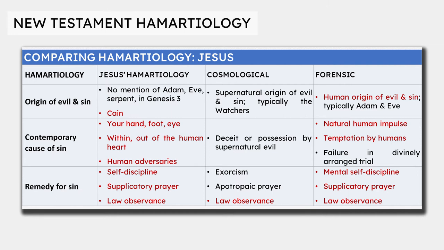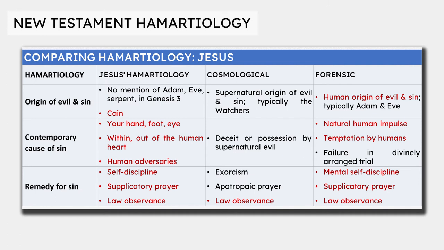Firstly, there is a supernatural origin of evil and sin, typically the watchers. Secondly, sin results from deceit or possession by supernatural evil, typically demons, or other evil beings such as Belial or Mastema. Thirdly, supernatural evil is fought with exorcism, apotropaic prayer, and law observance. Clearly, Jesus' hamartiology is not a good fit for cosmological dualism.